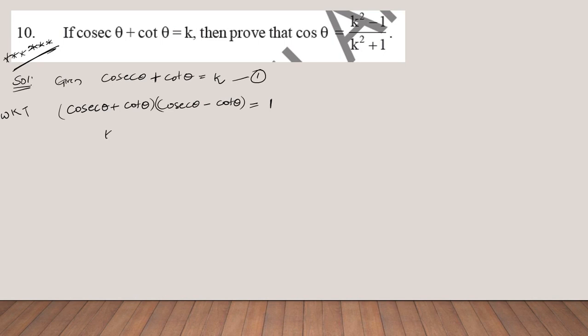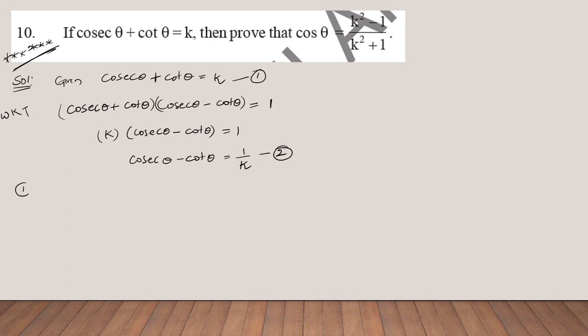Already cosecant theta plus cot theta is nothing but k. So k into cosecant theta minus cot theta is equal to 1. So from this I can say cosecant theta minus cot theta is equal to 1 by k. So let this be equation number 2, right? Equation number 1 is already given in the question. Equation number 2 we have obtained from the identity, right? Now follow the steps carefully.